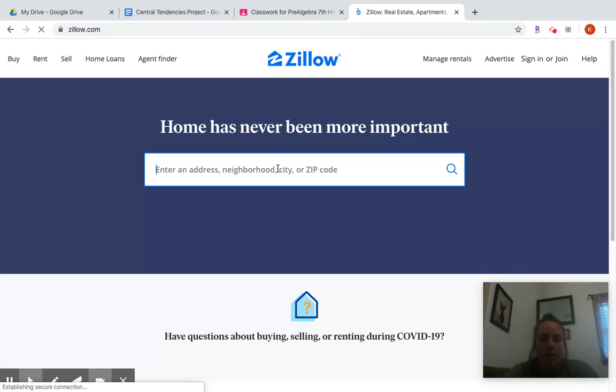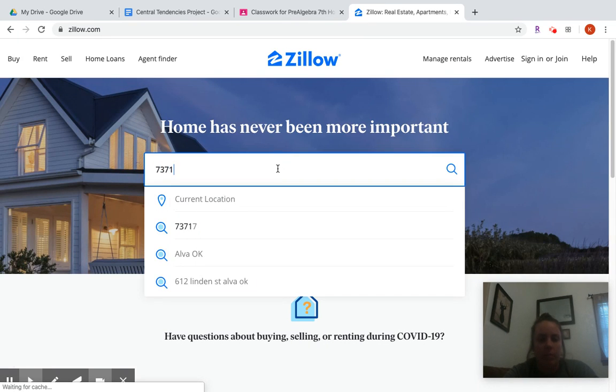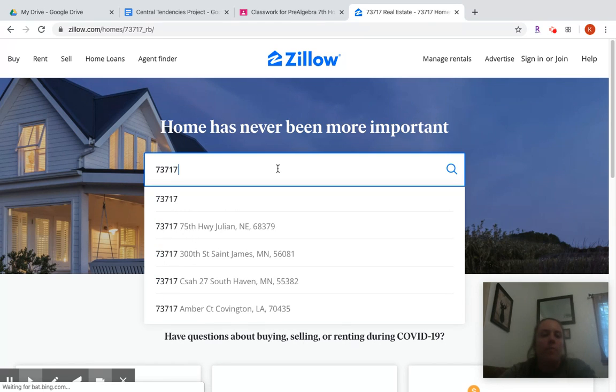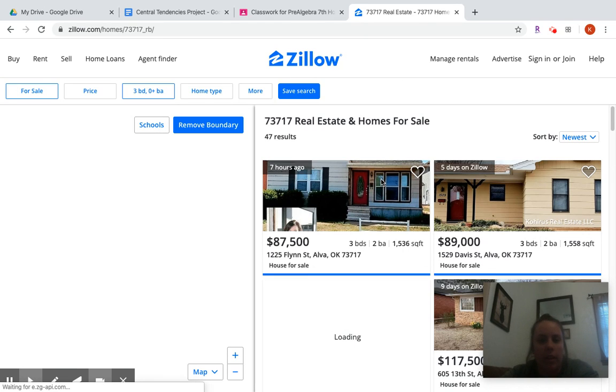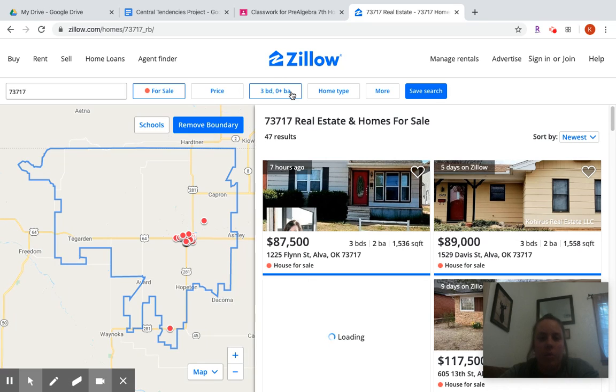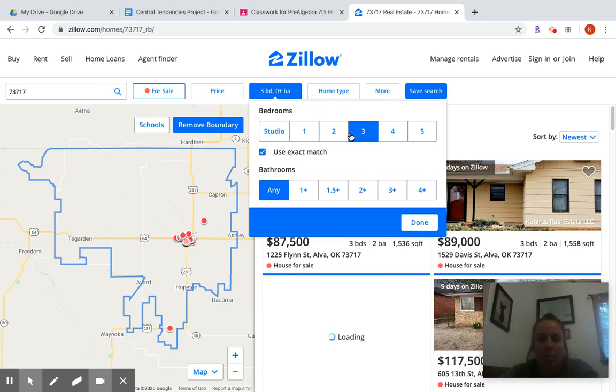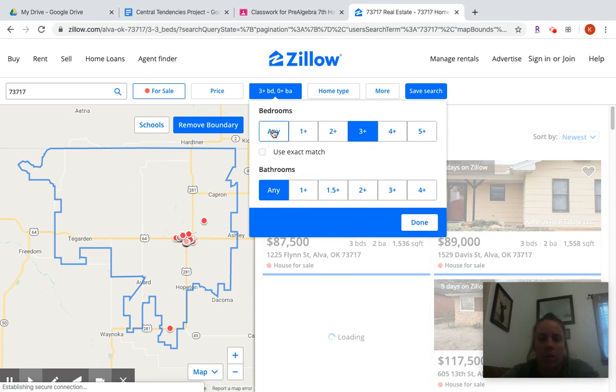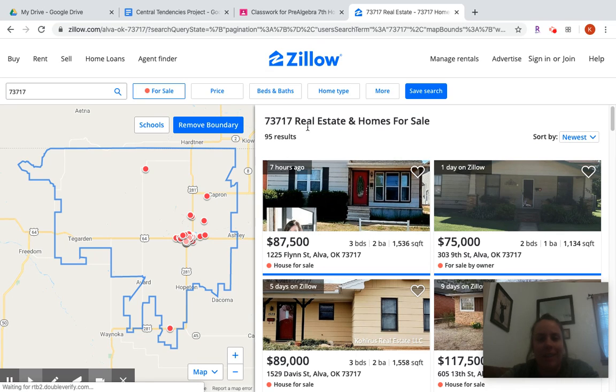And then we're going to go ahead and type in our zip code 73717 and search. Okay, so whenever you first log in, this is what it's going to look like. There's 95 results. There's 95 houses for sale in Alva, so you have lots to choose from.